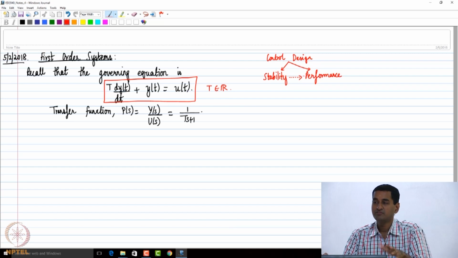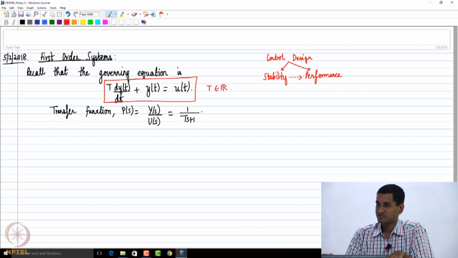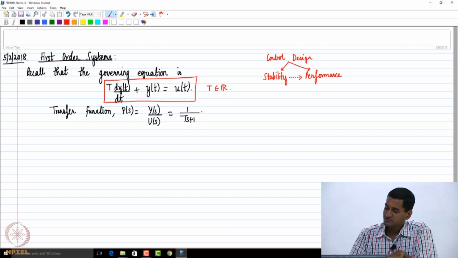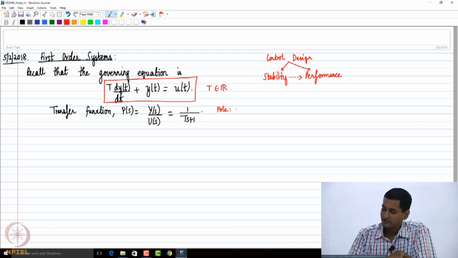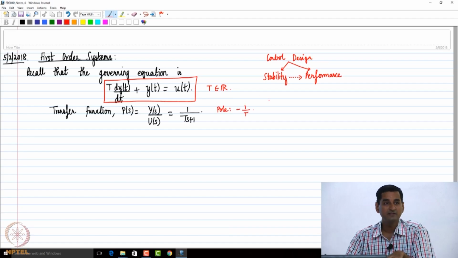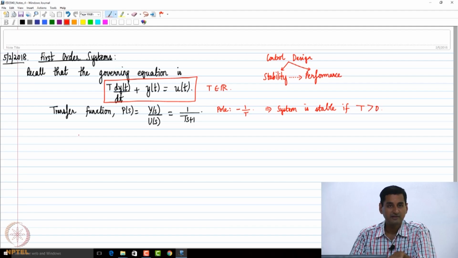As far as performance is concerned, we want to obtain some quantifiable parameters that can be used to evaluate a system's response, right? That's our objective. As far as stability is concerned, please note that this system has a pole at minus 1 over capital T. So we can immediately see that the system is stable if capital T is greater than 0, right? So that's what we have.